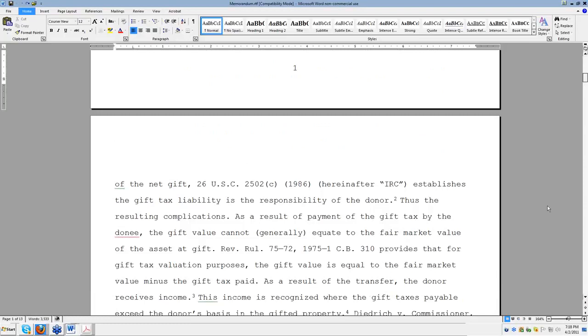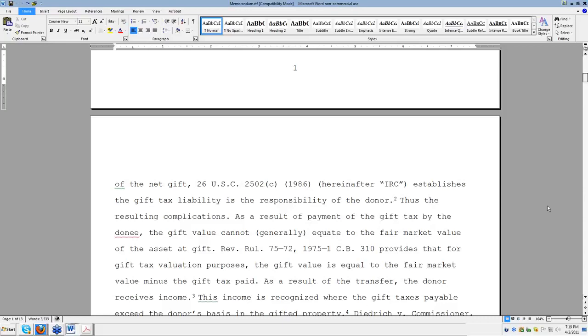Okay, it says of the net gift, 26 USC 2502(c), which tells you that the donor is liable for the tax. Hereinafter, the Internal Revenue Code establishes the gift tax liability is the responsibility of the donor, thus the resulting complications. As a result of payment of the gift tax by the donee, the gift value cannot generally equate to the fair market value of the asset at gift. Revenue Ruling 75-72, 1975-1 CB 310 provides that for gift tax valuation purposes, the gift value is equal to the fair market value plus minus the gift tax paid.